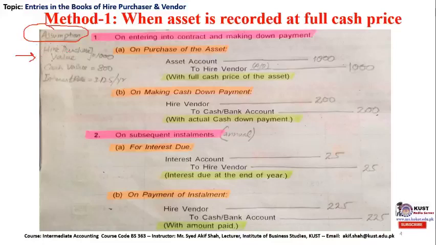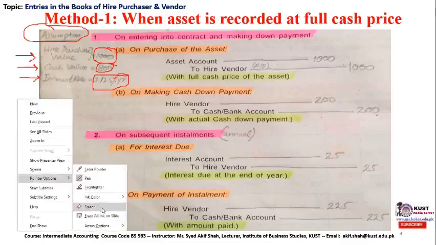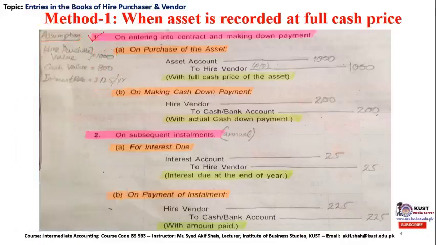So the hire purchase value, let's start over here. The hire purchase value assumed over here is 1000 rupees for a machine. And the cash value for the same machine is 800 rupees. And the annual interest rate charged by the vendor for this hire purchase agreement is 3.125% per year. Now let's discuss how the hire purchaser records entries in different cases at different time spans. Number first is on entering into the contract and making down payment.